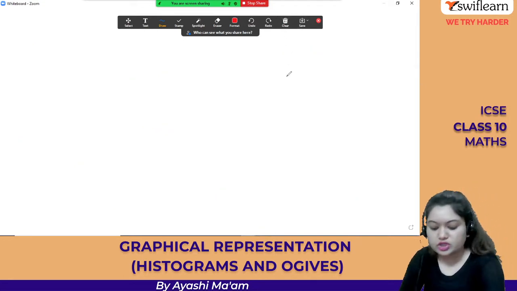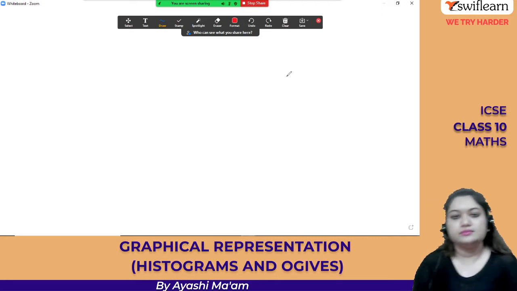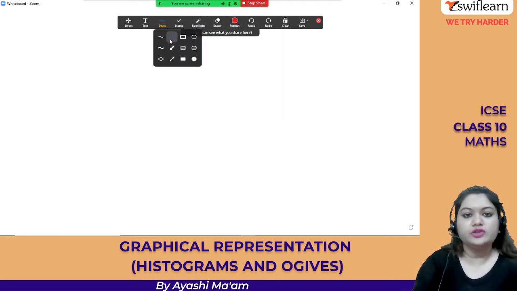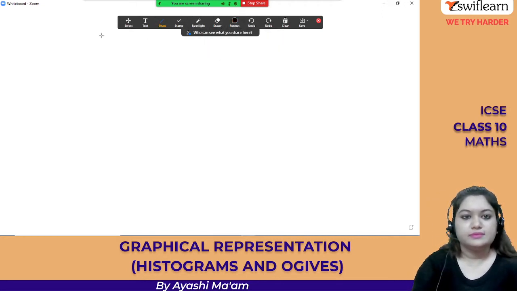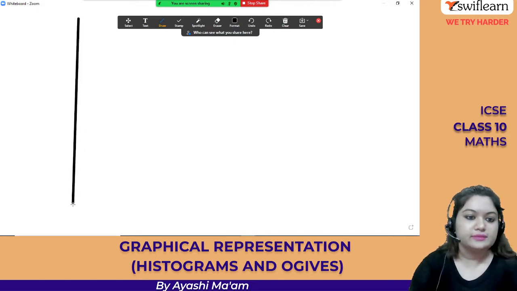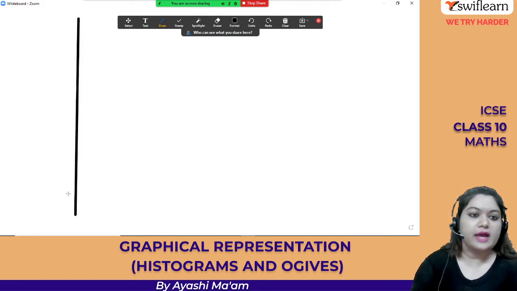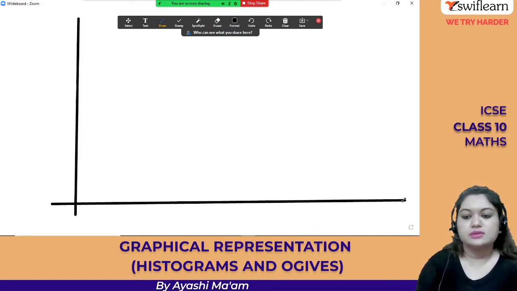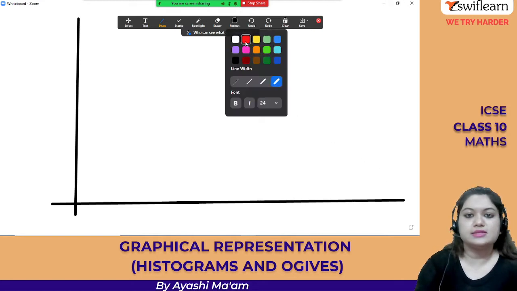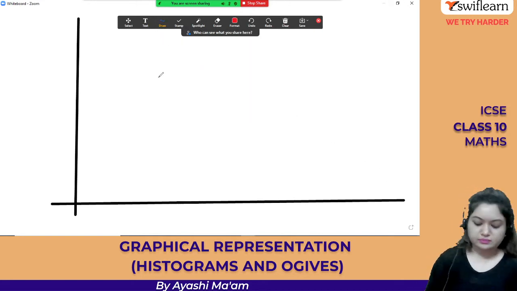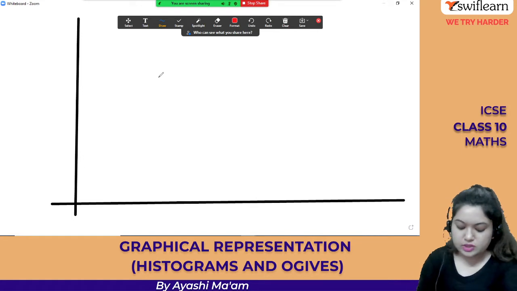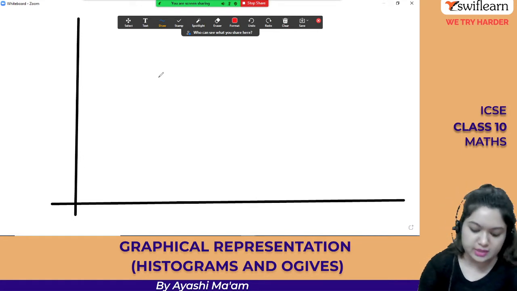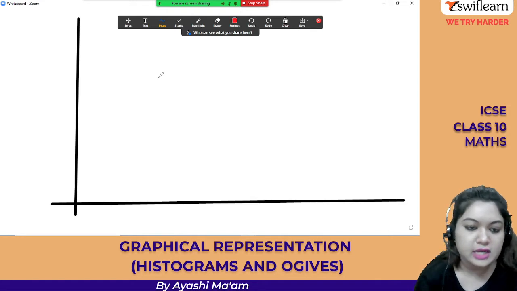Now you simply need to plot it. Everyone knows plotting, right? You should be able to do plotting. This is our y axis, x axis. Here we have the upper class limit. Here we can take an interval of 5, right? So we can write over here 5.